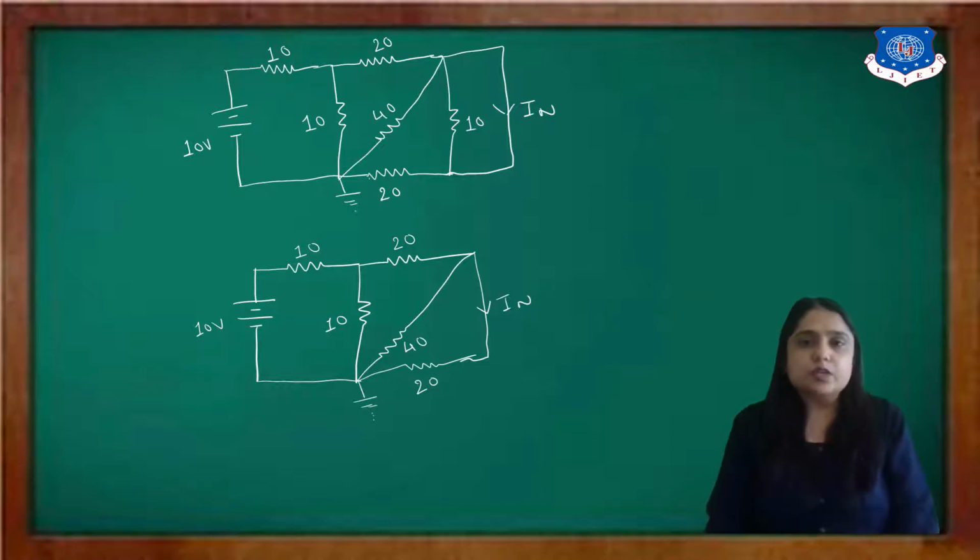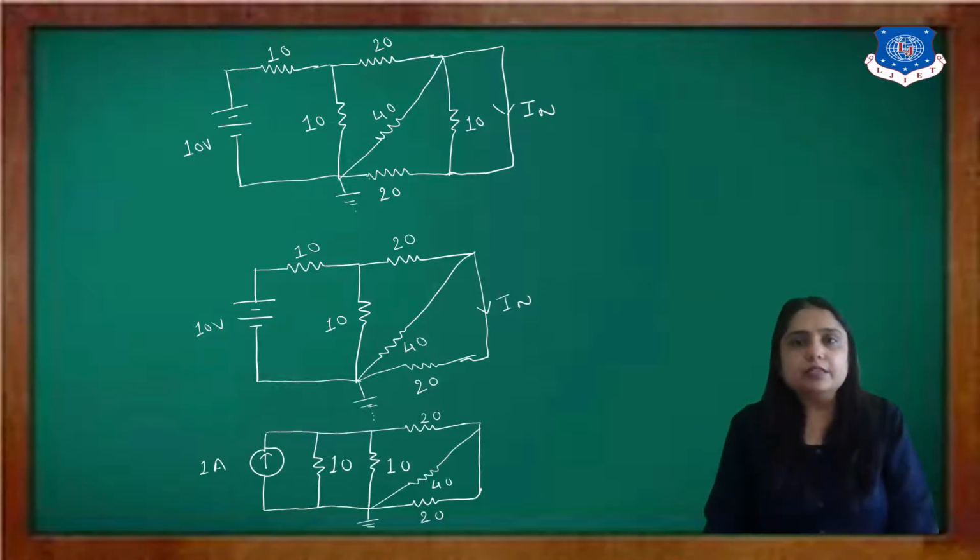To use the source transformation, we have a 10 volt source in series with the 10 ohm resistor. So what we can do? We can convert this into a current source. See, my diagram will become like this. Here I have a 1 ampere source in parallel with the 10 ohm. Then I have a 10 ohm, then 20 ohm, 40, and then a 20.